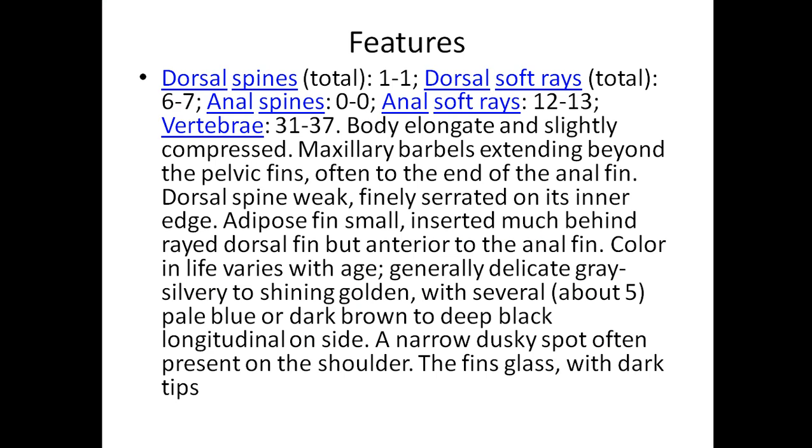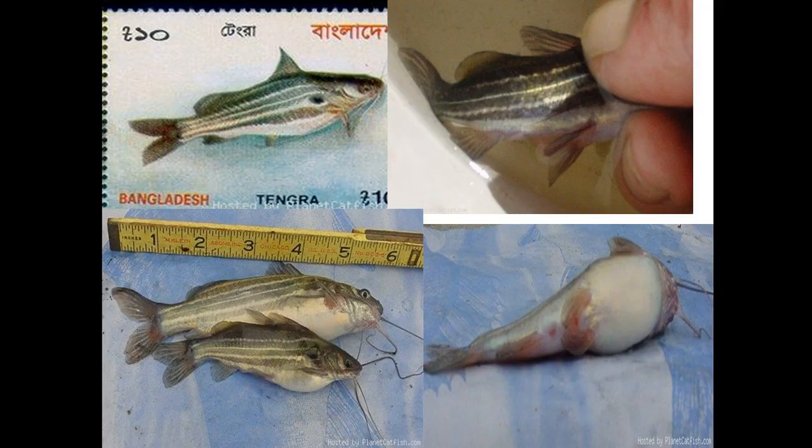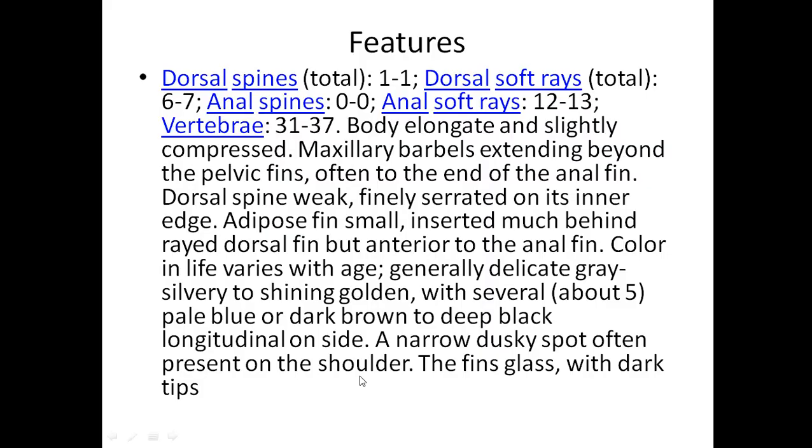So it has a dorsal spine, but weak. Maxillary long barbels, which you can see. See here, these are the barbels, very long barbels. That's why it is known as catfishes. That's a small adipose fin fish. A fin is added anterior to the anal fin.